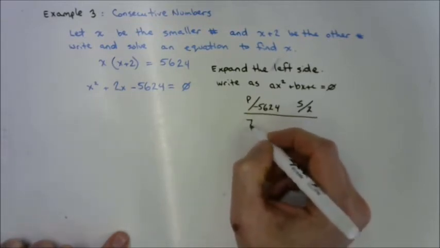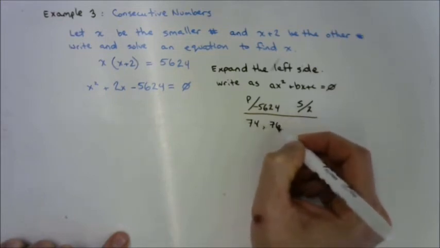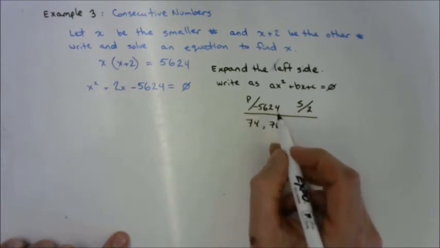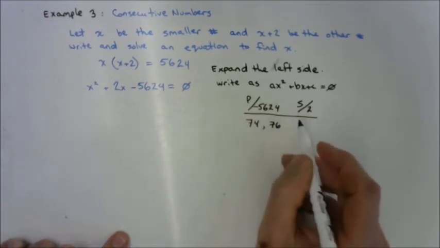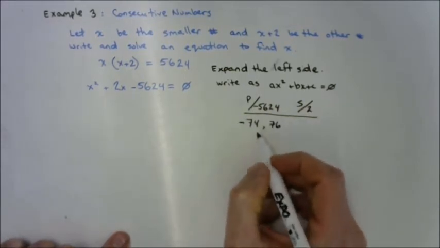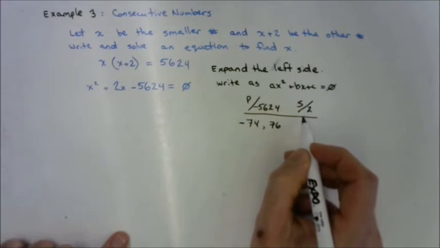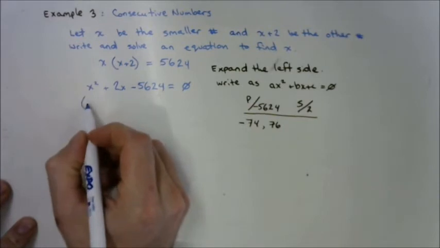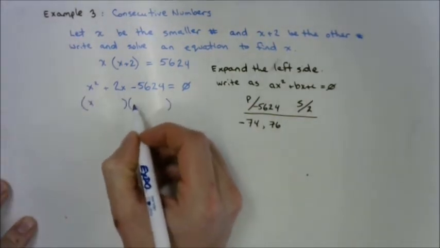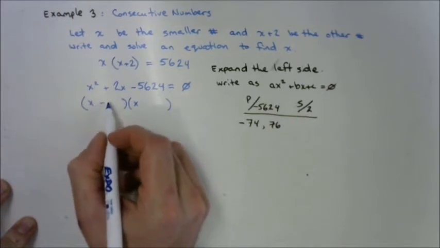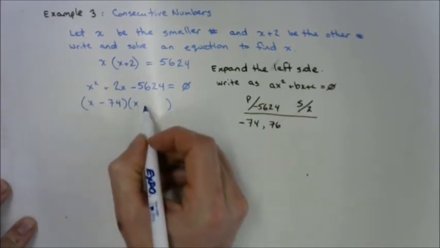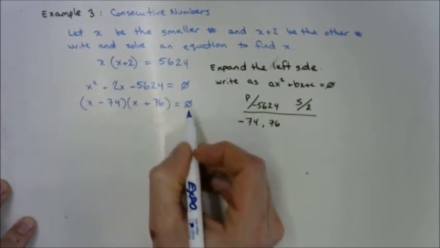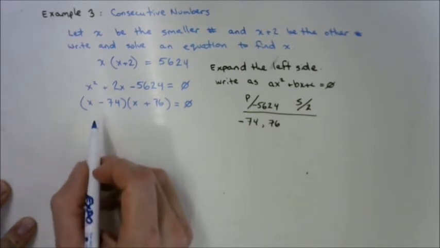I'm going to take 74 and 76. 74 times 76 is 5,624. To decide which one is positive and which one is negative, I look over here. 74 is negative because negative 74 plus 76 is 2. So I can move back over to my work here. What did that tell me? Well, I've got my two binomials being multiplied by each other. The second term in the first binomial is negative 74. The second term in the next binomial is positive 76. Which gives me, actually, my two solutions.